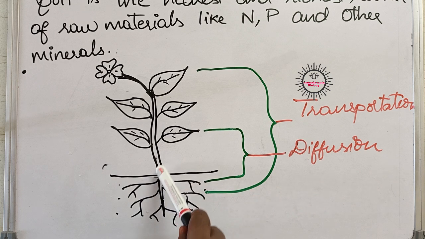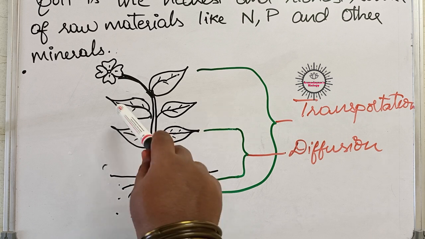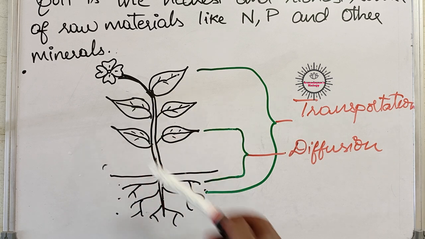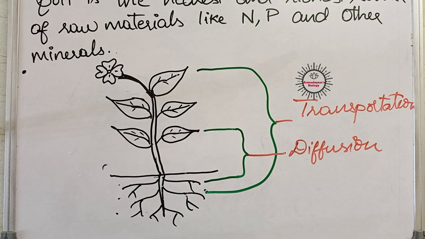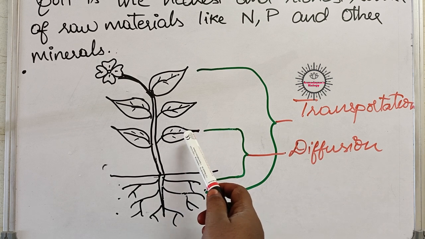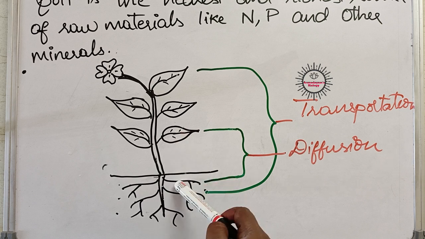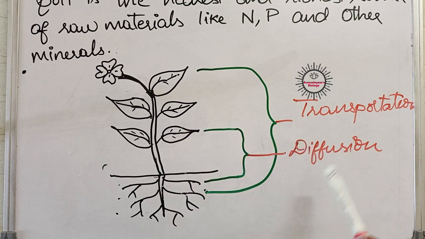And from the roots, these substances have to pass on to the different parts of the plant body like stems, leaves and flowers. If the distance between the soil containing organ, that means roots, and the chlorophyll containing organ, that means leaves, is small, then diffusion process is enough to take these raw materials into the plant body. That means if the plant is very small, then diffusion process is enough to take useful raw materials from soil into the plant body.